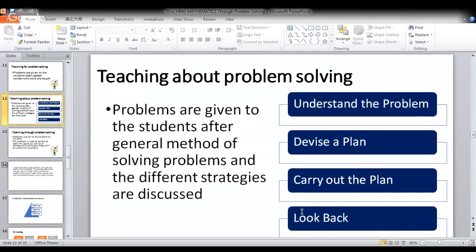Another approach is what we call teaching about problem solving, where we teach students the process. According to George Polya, teaching about problem solving involves giving students a general method of solving problems, and the different strategies are discussed. So we teach them how to do trial and error, how to work backward, and all those things. And then we teach them the process of solving a problem. The four steps are here on our screen: understand the problem, devise a plan, carry out the plan, and look back.